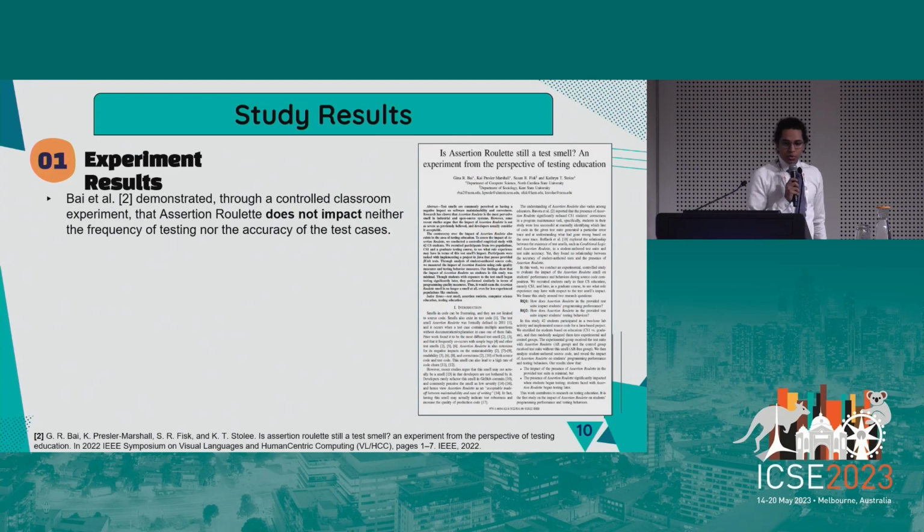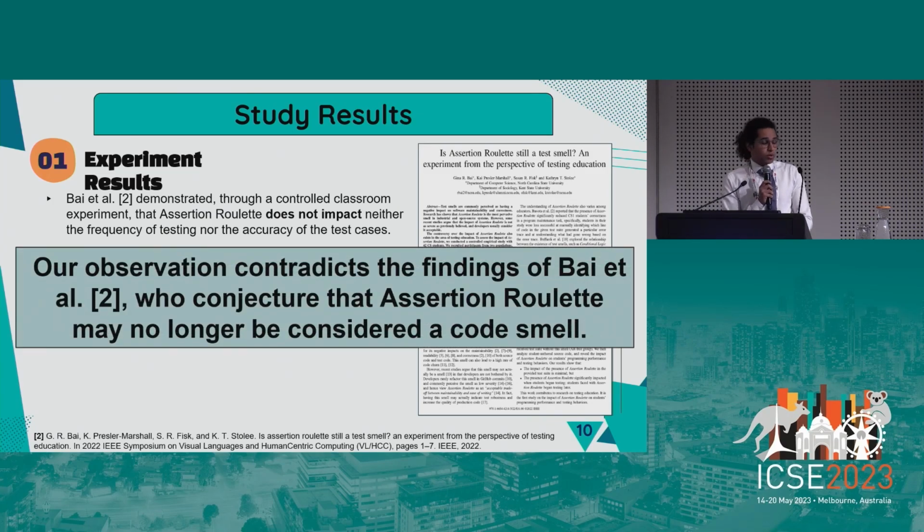Also, the previous study by Bia found that assertion roulette does not impact student performance in testing, and that assertion roulette is actually good code. Our observation contradicts the finding of Bia, whereas we conjecture that assertion roulette may no longer be considered a code smell.